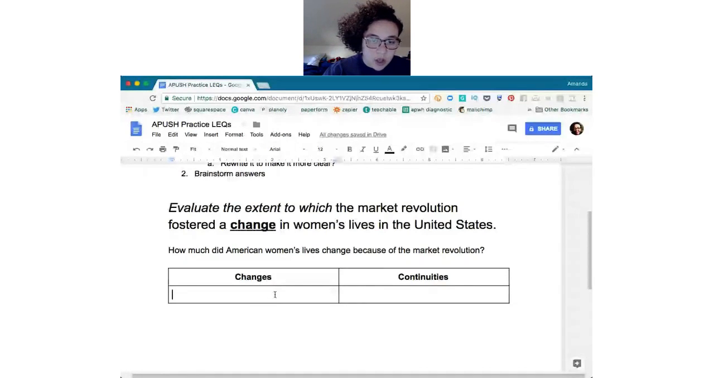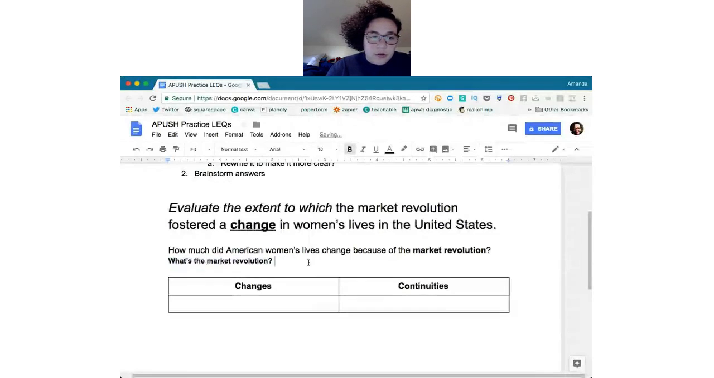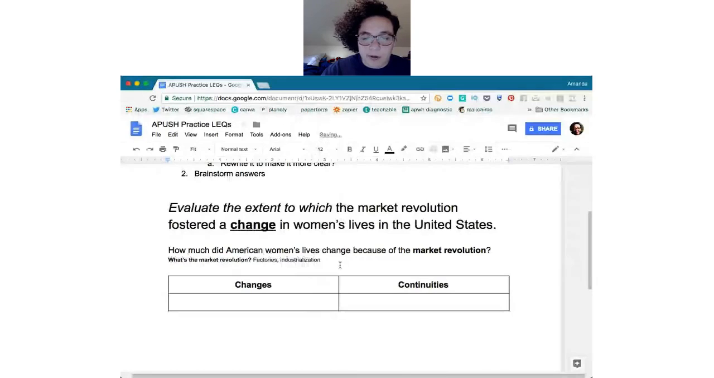So let's brainstorm. Let's think about what are some ways that women's lives changed because of the market revolution. So remember, really quick, what's the market revolution? So when I say market revolution, what am I talking about? Factories, yeah. Industrialization. Someone's just quiet. Okay, so just to make sure that we know what we're talking about here: what's the market revolution? Factories, industrialization. Okay, so ways in which women's lives changed as a result of industrialization.